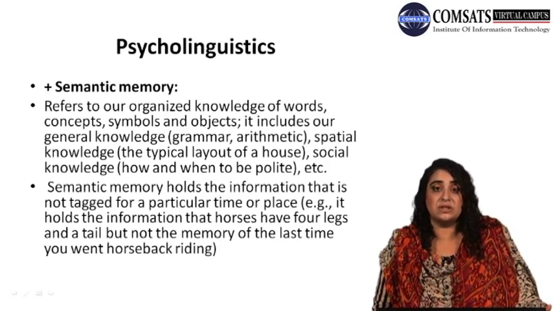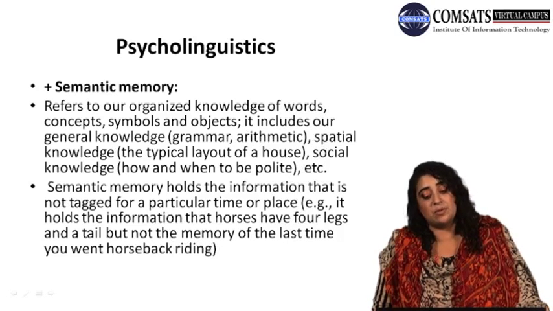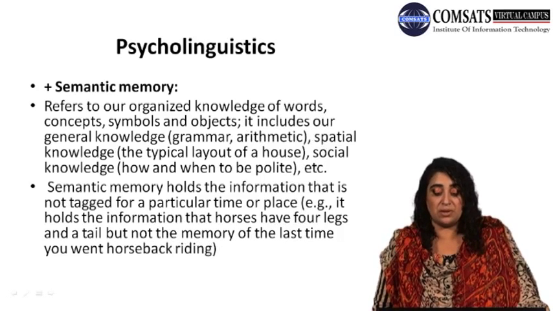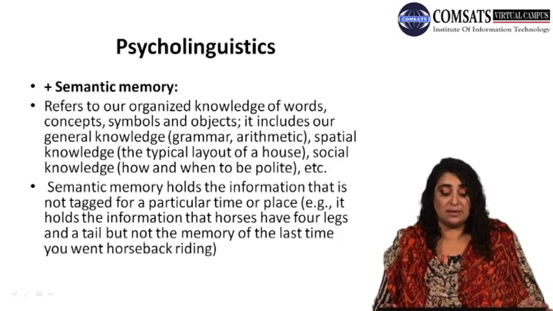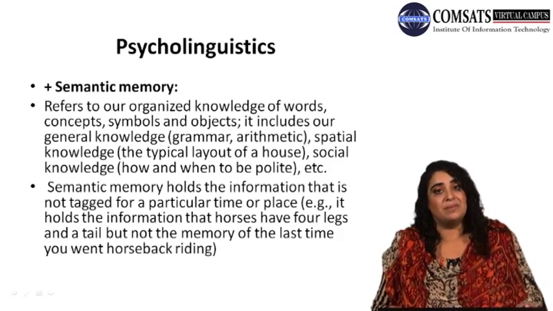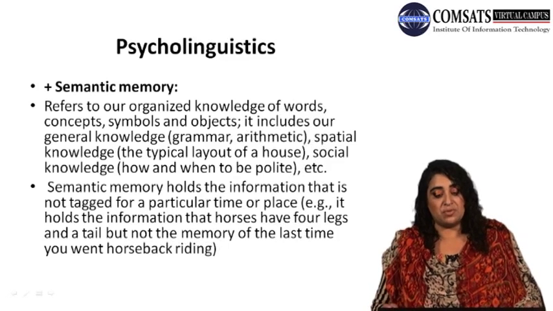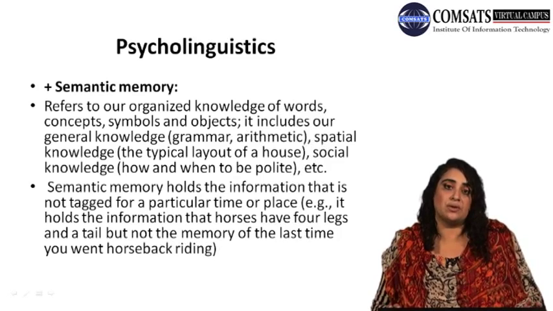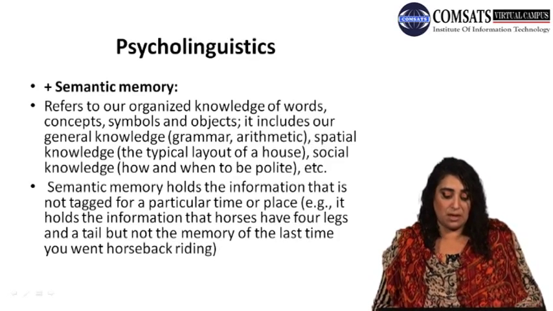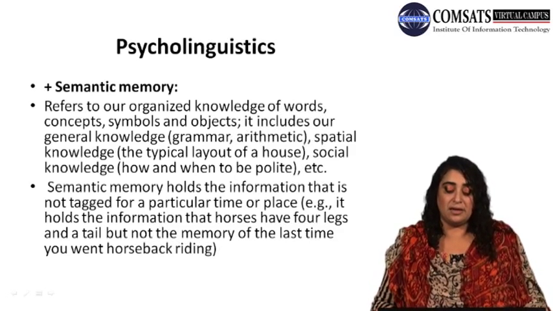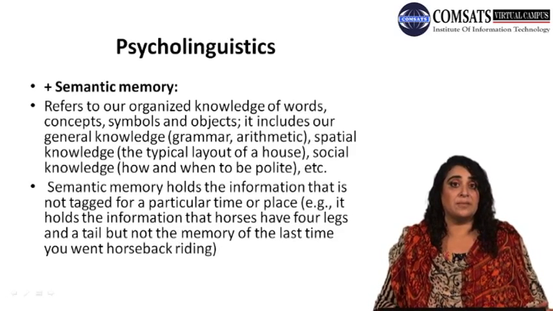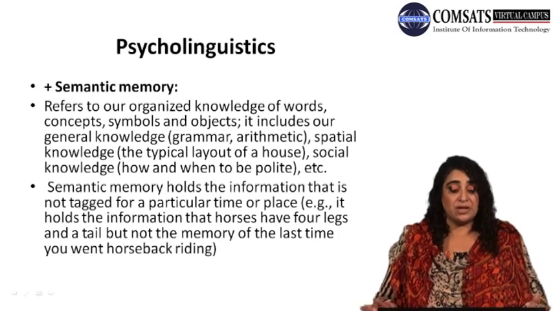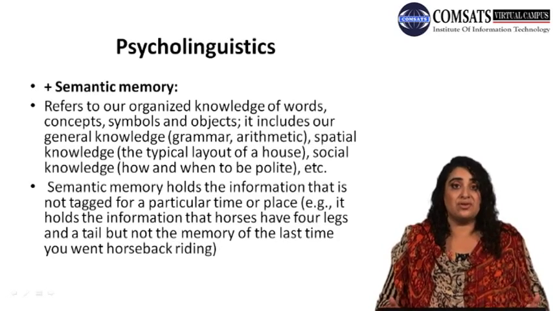Semantic memory holds the information that is not tagged for a particular time or place. For example, it holds the information that horses have four legs and a tail, but not the memory of the last time you went horseback riding. So in semantic memory, no particular time and place is mentioned. You are storing general information, for example, that a horse has four legs and a tail. But you won't remember in semantic memory when you last went horseback riding, so that wouldn't be included in it. What you remember is just the basics, the general points.